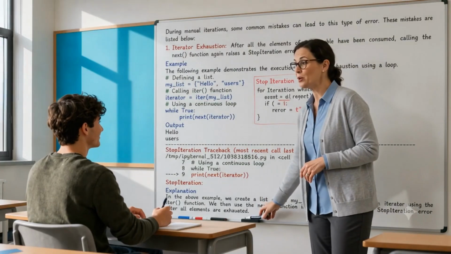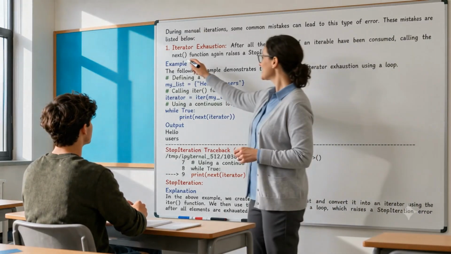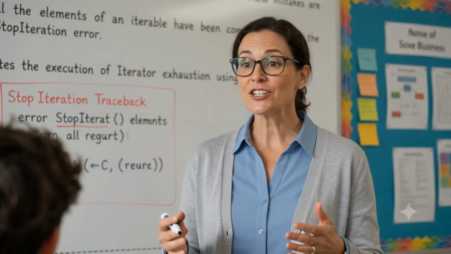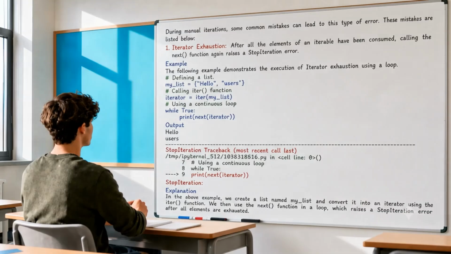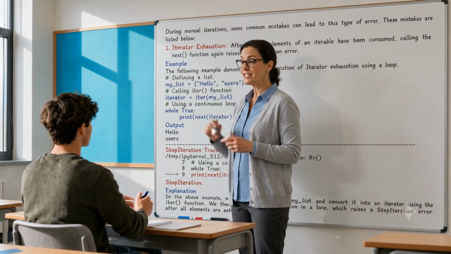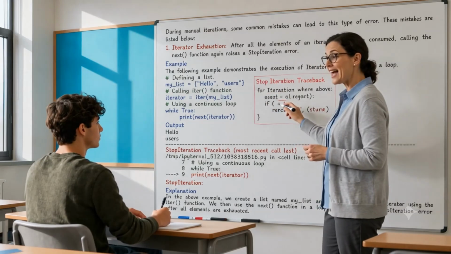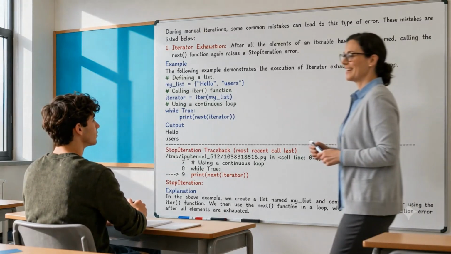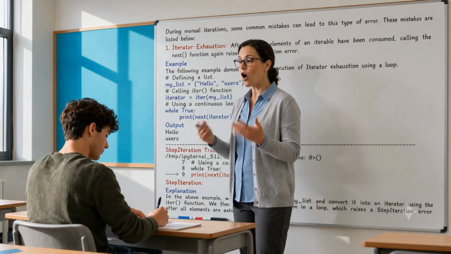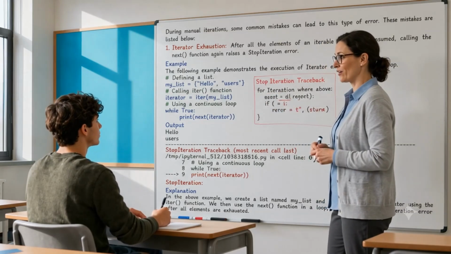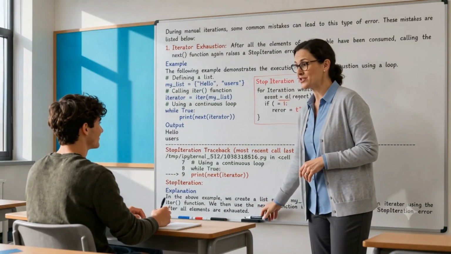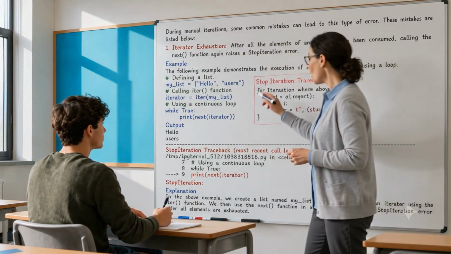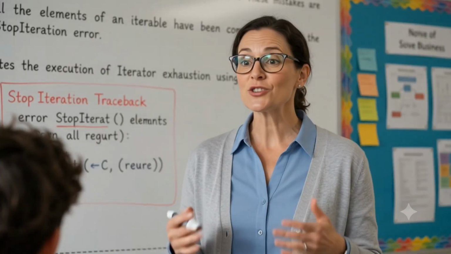1. Iterator exhaustion. After all the elements of an iterable have been consumed, calling the next function again raises a stop iteration error. Example. The following example demonstrates the execution of iterator exhaustion using a loop. # defining a list. my_list = ["hello", "users"]. # calling iter function. iterator = iter(my_list). # using a continuous loop. while True: print(next(iterator)). Output: hello users. StopIteration.